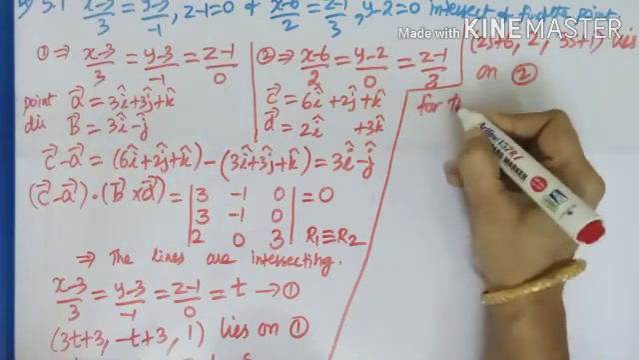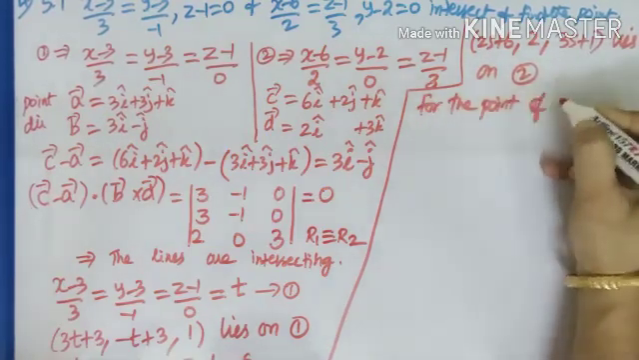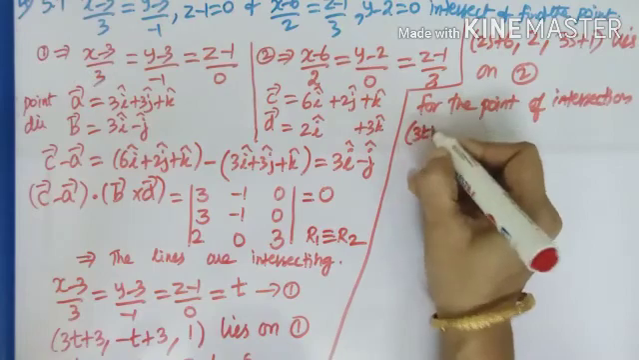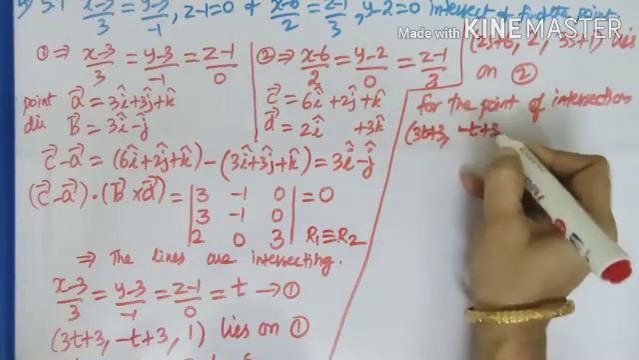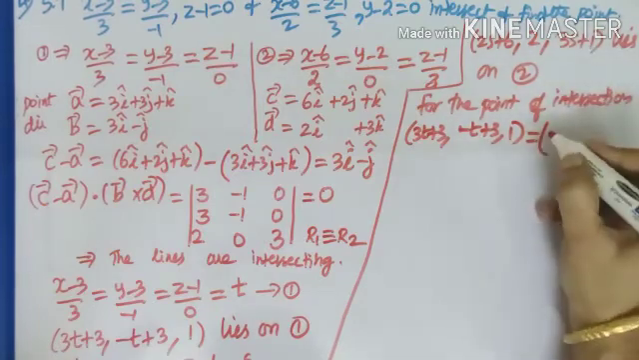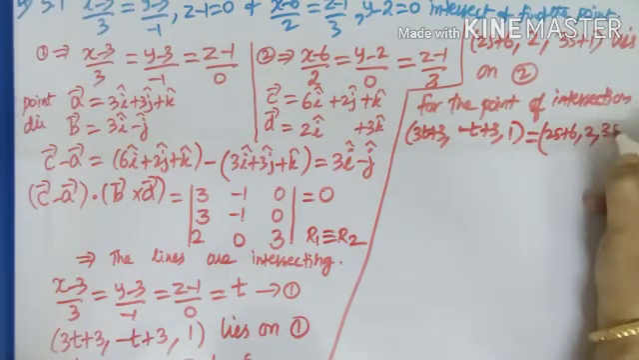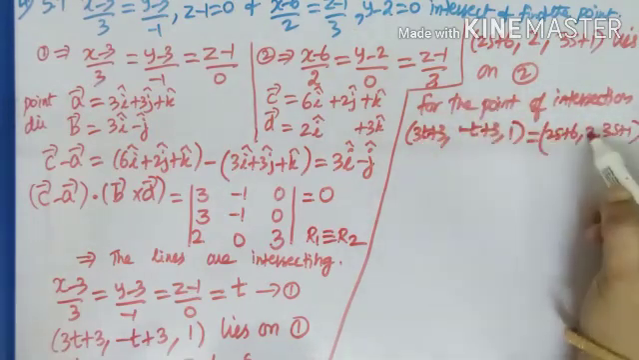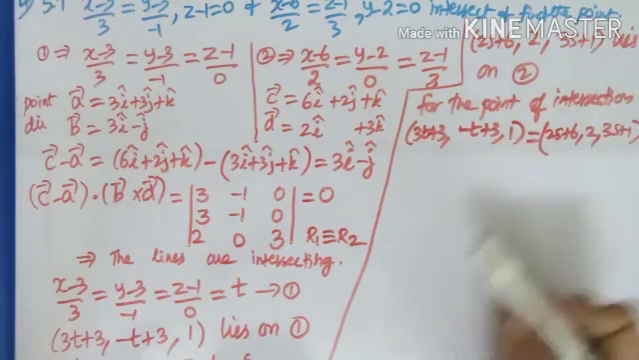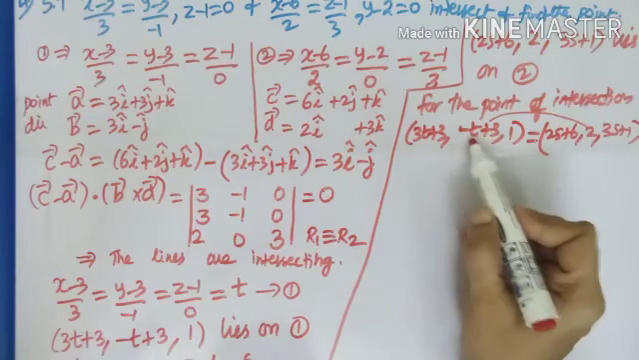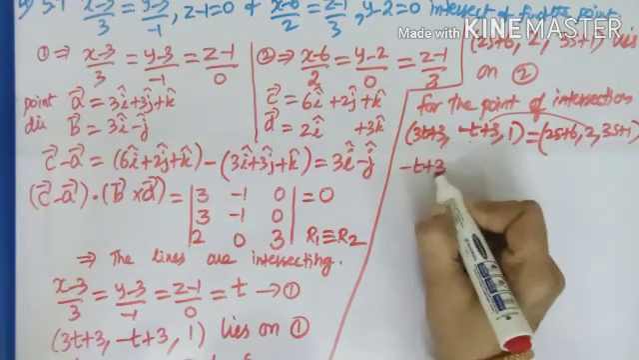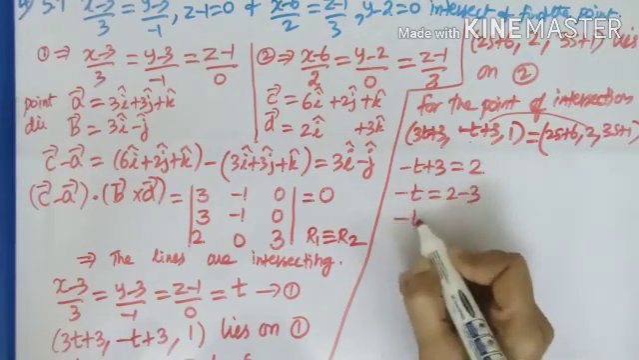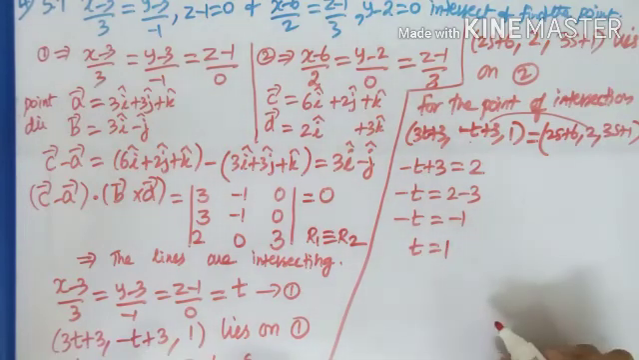My question is the point of intersection. For the point of intersection, both must be equal. (3t plus 3, minus t plus 3, 1) should be equal to (2s plus 6, 2, 3s plus 1). Compare the coordinates, x and x, y and y, z and z, whichever is convenient for me. So let me compare y and y values. Minus t plus 3 equals 2, or minus t equals 2 minus 3, minus t equals minus 1, t is equal to 1.